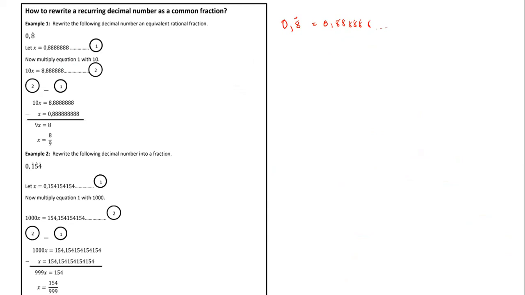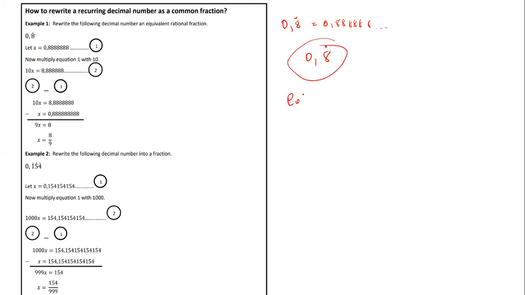You can have a decimal, and you can convert it back into a fraction. So here, we're going to learn how to convert a decimal with a recurring number, a recurring decimal, to a fraction. Say, for example, you are given 0,88888 and they say, rewrite this number as a fraction. Now let's have a look at this example. We are given this 0,8 and we need to convert it into a fraction.